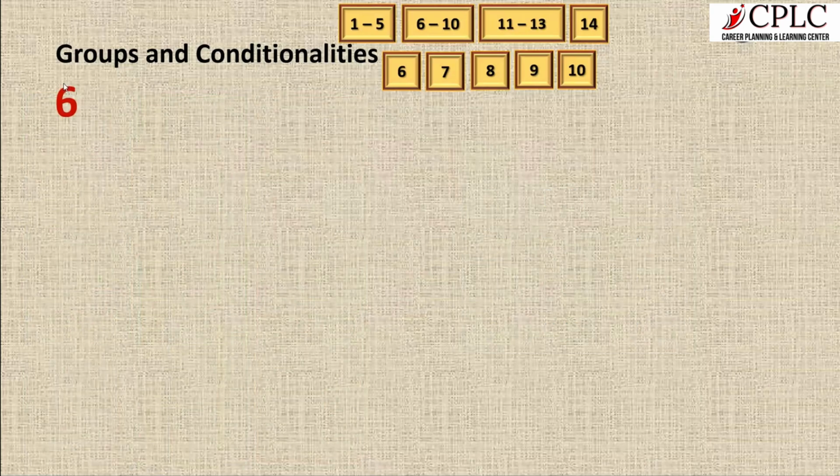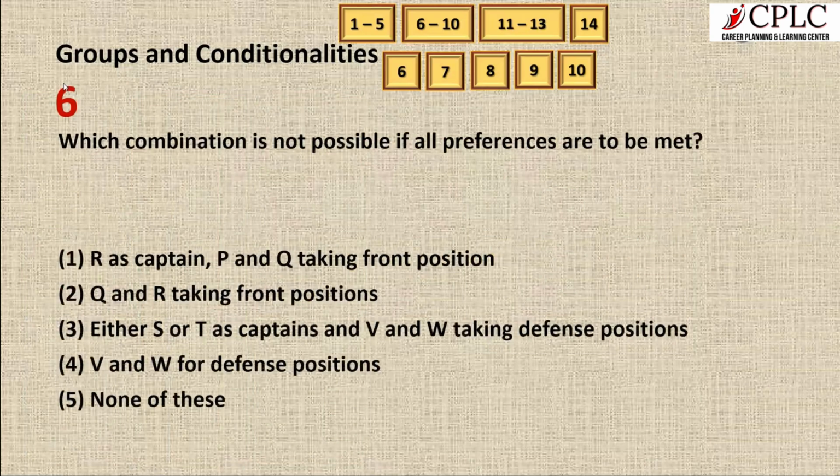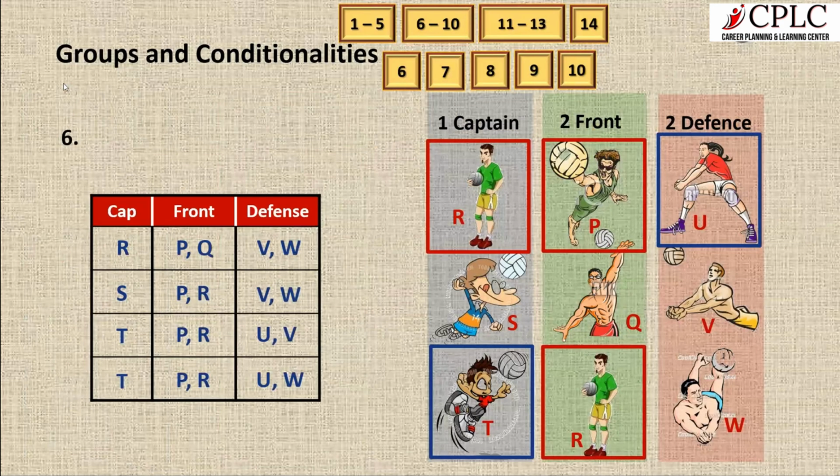Moving to the questions. Which combination is not possible if all preferences are to be met? So if all preferences are to be met, we have to select which is not possible. Now, first option says R captain, P and Q at front. So first is satisfying. Second answer option says Q and R at front position. Now Q and R cannot play at front position. Hence option 2 is the answer.